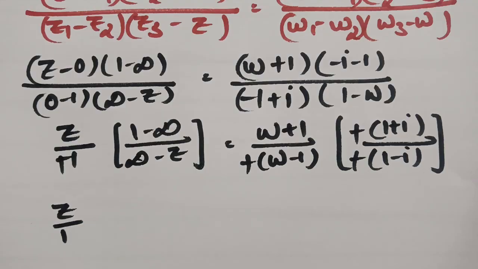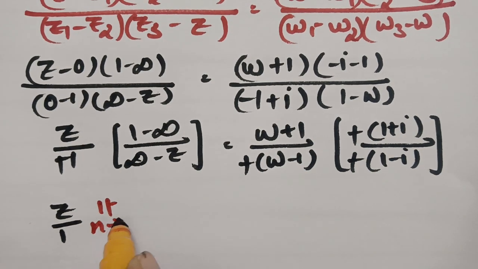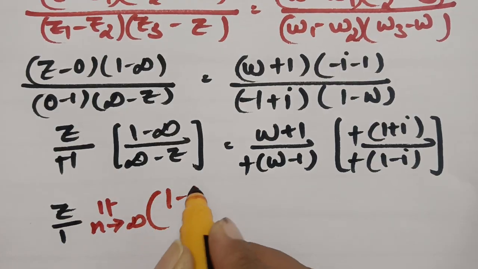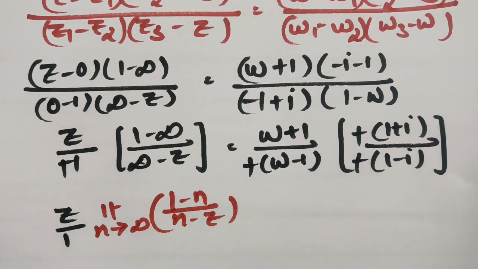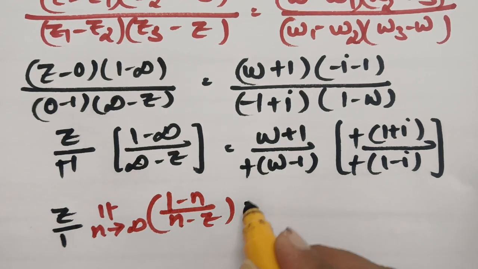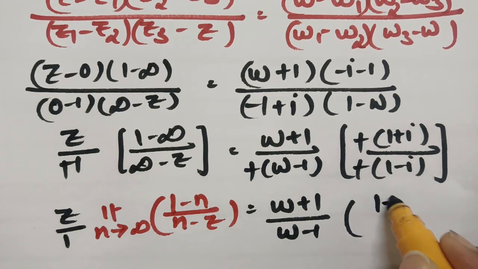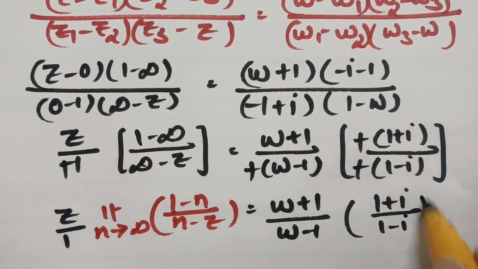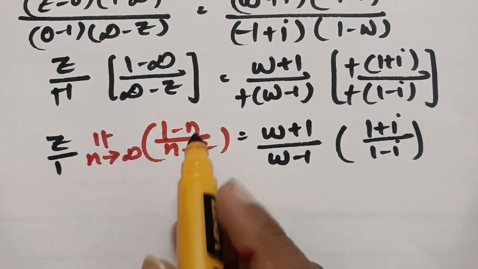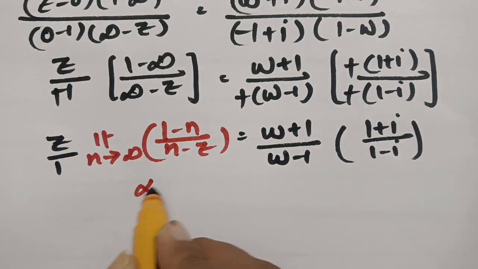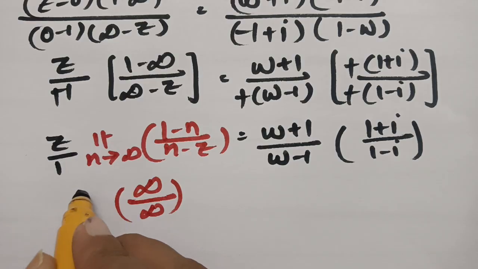Now see here, this is Z by 1, and now I am applying the limit n tends to infinity, so this is 1 minus n by n minus Z. In place of infinity I am writing n, and the next thing here I am writing as it is, W plus 1 by W minus 1, 1 plus I by 1 minus I. Clear? And next, if I apply n as infinity, this will be infinity by infinity.